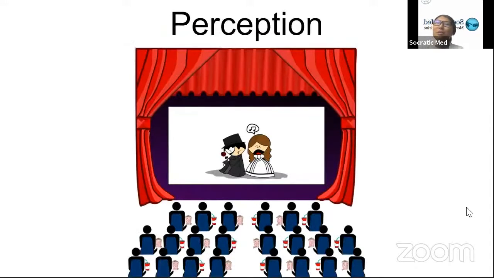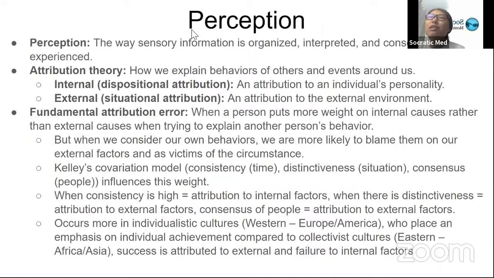Into the next part of our session, which is perception, but kind of like on a larger scale instead of just how it affects one individual and their self. So perception is the way sensory information is organized, interpreted, and also consciously experienced.